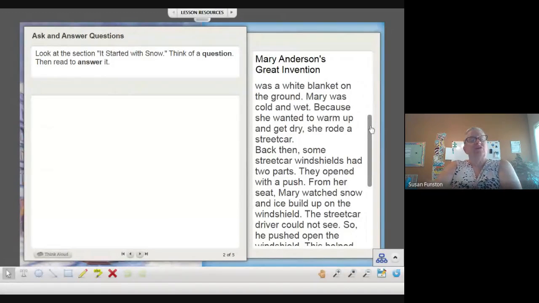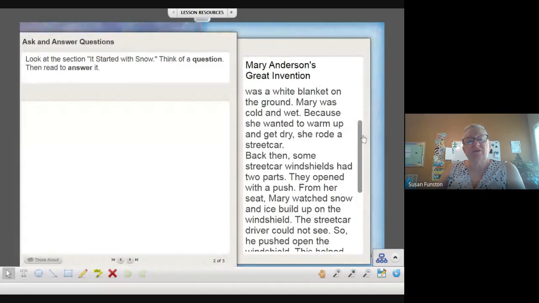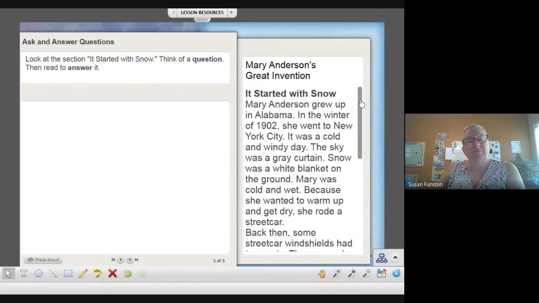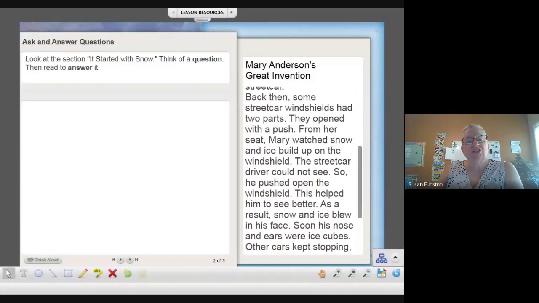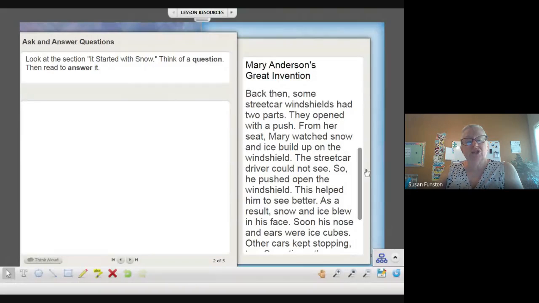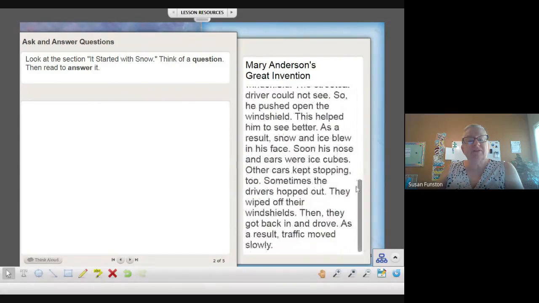So let me think of a question. Streetcars are not common now, but maybe they were common then. So did this happen a long time ago? Let's go back. Yes, this was in 1902. Back then, some streetcar windshields had two parts. They opened with a push. From her seat, Mary watched the snow and ice build up on the windshield. The streetcar driver could not see, so he pushed open the windshield. This helped him to see better.